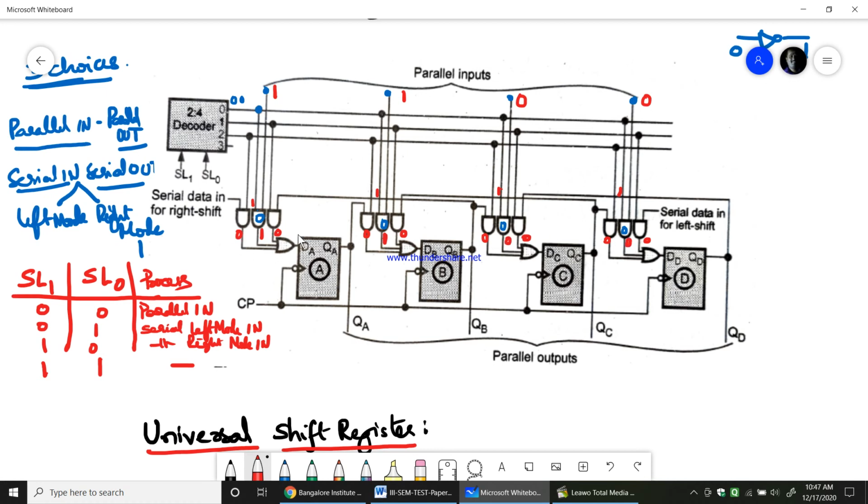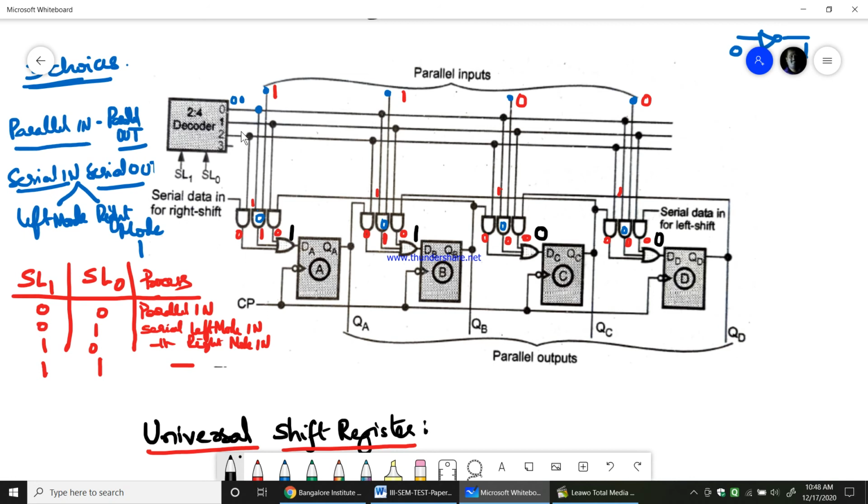Now see, these are given to the OR gate. Therefore, when I OR this 0 1 0, I will get 1, and this 0 0 0 will give me 0. This is how the middle AND gate, when it is activated, gives the parallel input to the flip-flops.